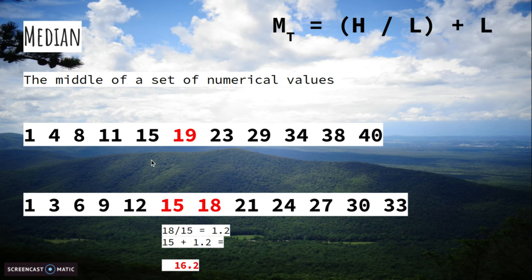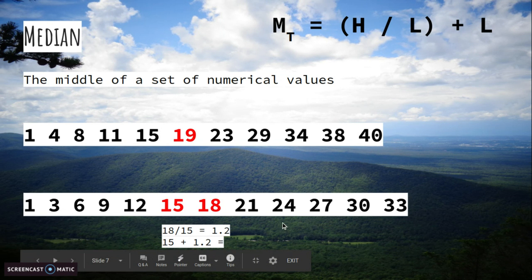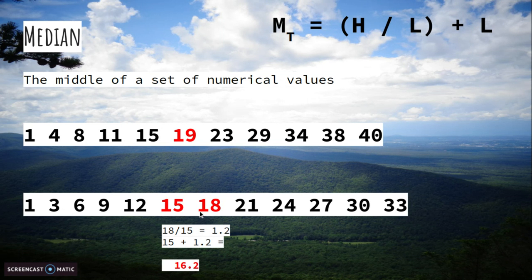So if there's an odd number of values in a set, it's a lot easier because it's one number, but if it's an even number of values in a set, then there will be two numbers that are in the middle. To find the final median, if there's two, the median of two, MT, will equal the higher number of the two divided by the lower, and then whatever that number is, add it to the lower.